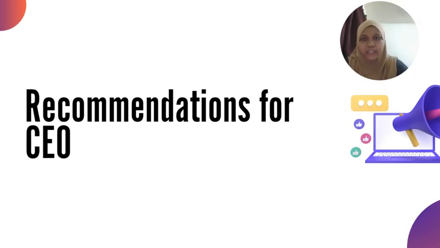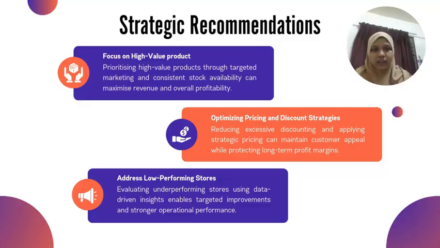Based on the analysis, we then formulated recommendations for the CEO. So this section will provide a high-level overview of how the insights can be transformed into actionable strategies to improve revenue, efficiency, and also overall business performance. Our strategy recommendation focuses on 3 key areas. First, prioritizing high-value products that contribute significantly to revenue despite lower sales volume. Second, optimizing pricing and discount strategies in order to reduce unnecessary discounts while protecting profit margins. Third, addressing low-performing stores through targeted data-driven improvement.